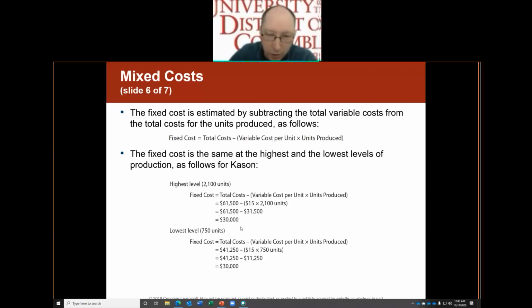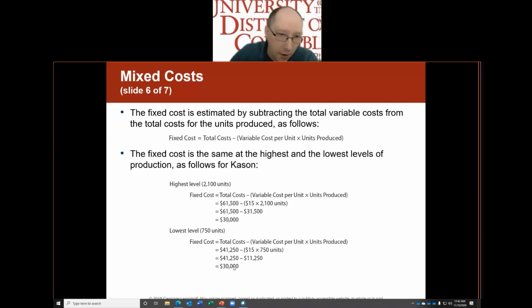We take our total cost minus the variable cost per unit times the units produced. At the low level, we said we produced 750 units. So first thing you do, order of operations, $15 times 750 units gets you to $11,250. At the low end, our total costs were $41,250. $41,250 minus $11,250 equals $30,000.